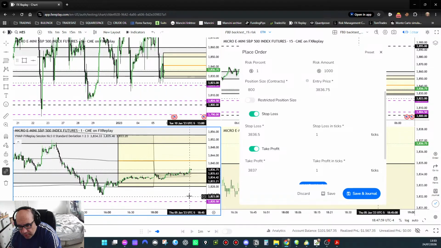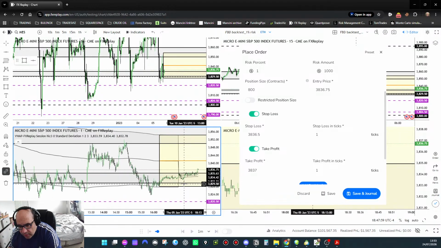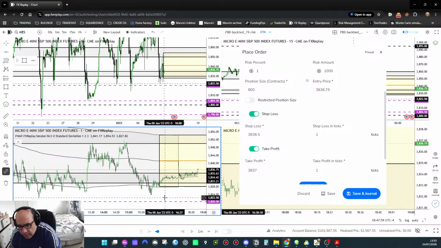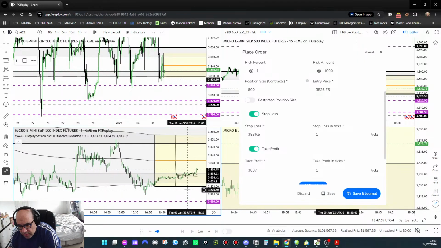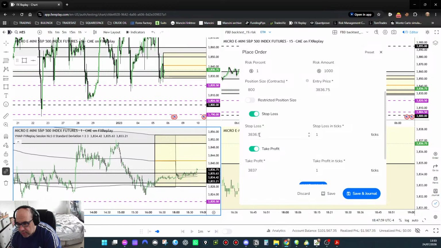Okay, stop loss. We're gonna place the stop right below this low. Actually, we're gonna place the stop just below the previous DVA low, like about here. So it's 38.26, 38.26 and a half.